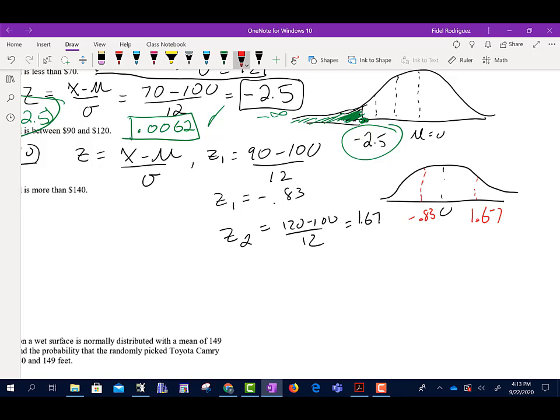Okay, so one thing I want to mention, my table always tells me the area to the left. What we're trying to find right now is the area in the middle, because we want it to be between those two numbers, okay? If I use my table and go to the negative 0.83, that's going to give me the area to the left, okay?